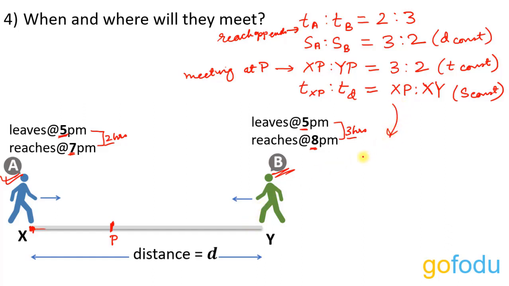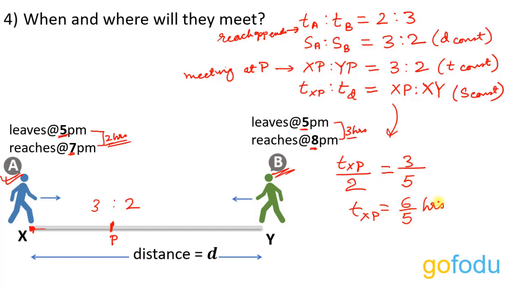So from here we can say T_XP upon T_d, where time taken by A to cover d distance is 2 hours. So T_XP upon 2 will be equal to XP upon XY. XP upon YP is 3:2. So XP upon XY would be 3 upon 3 plus 2. So from here we can say T_XP would be 3 by 5 into 2, that is 6 by 5 hours.